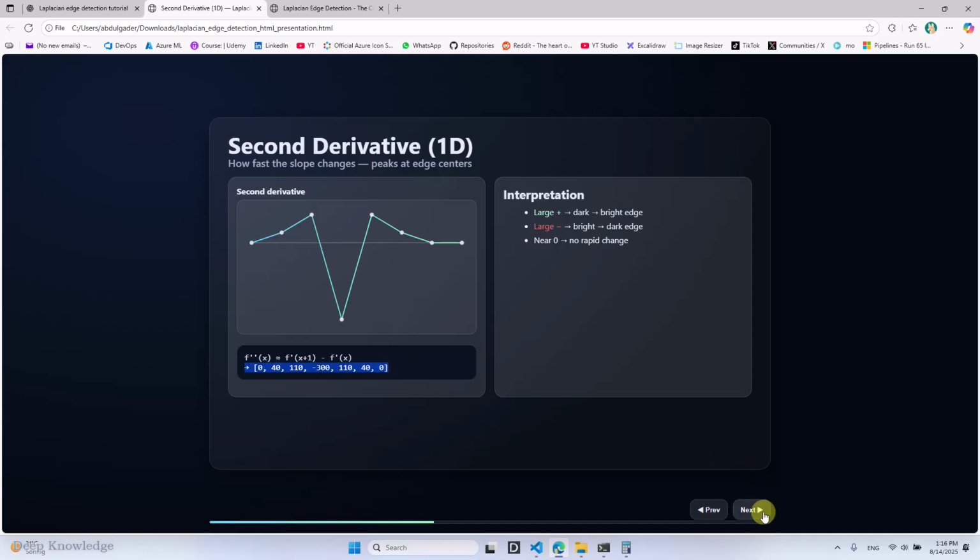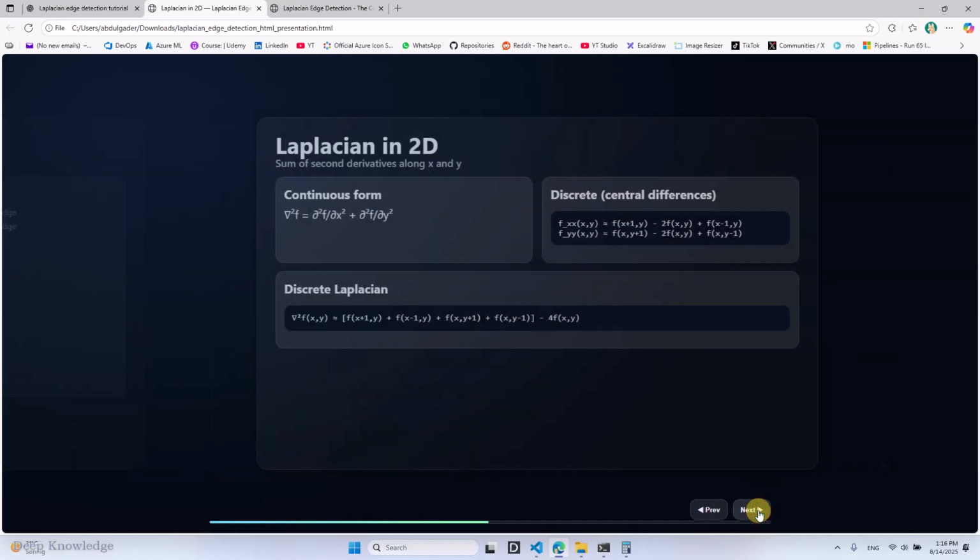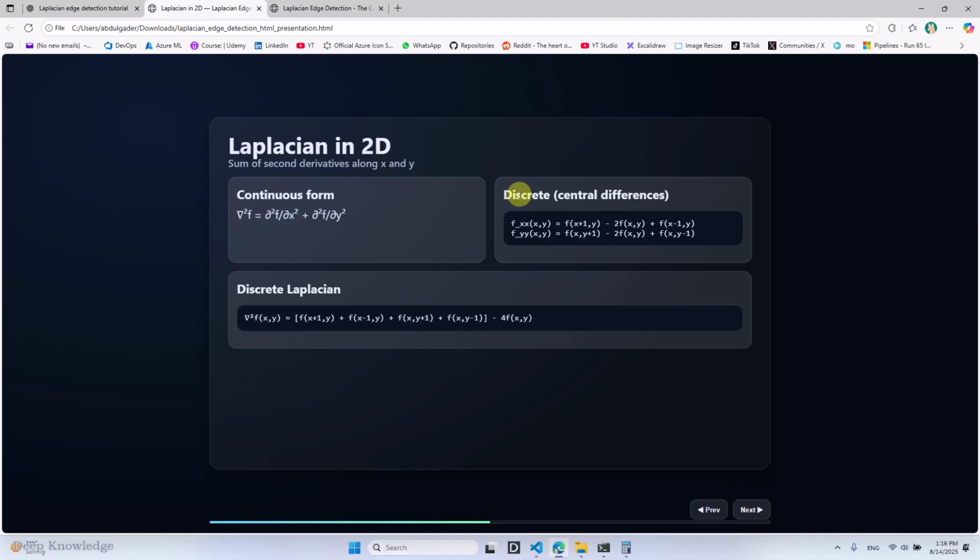Now we would like to see how they get the filter. This is the derivative in the x direction, and this is in the y direction. If they combine these, they will get this one here, minus 4 f(x,y). If you sum up all of these, you will get this.